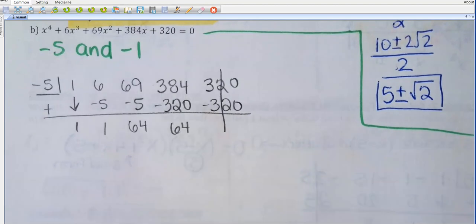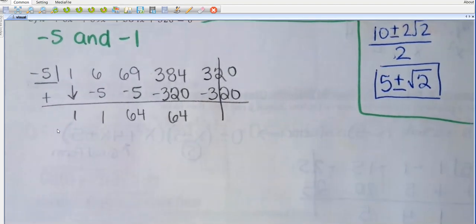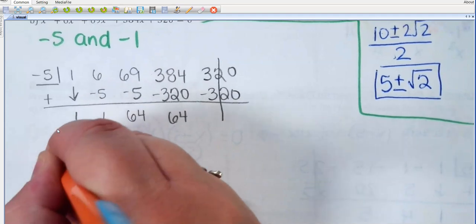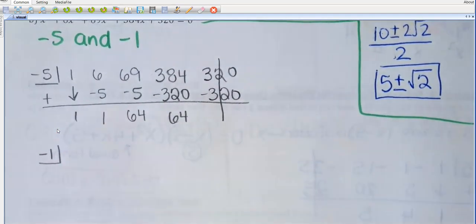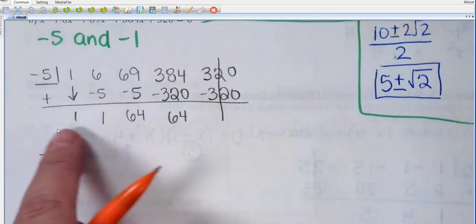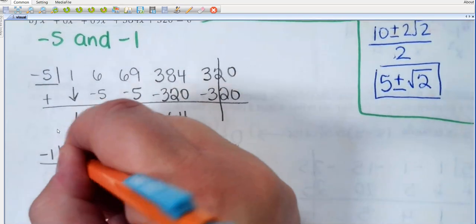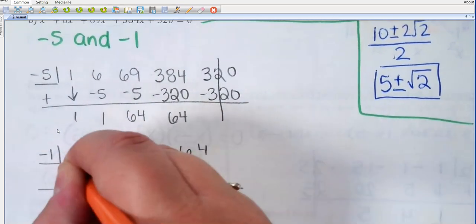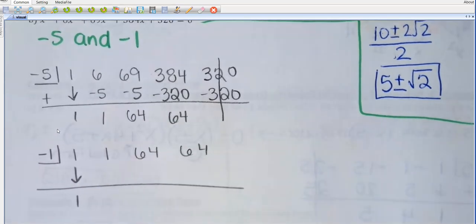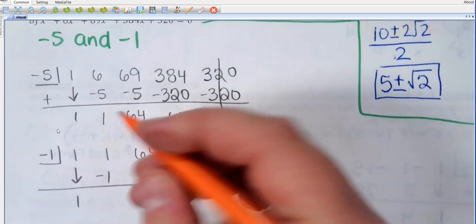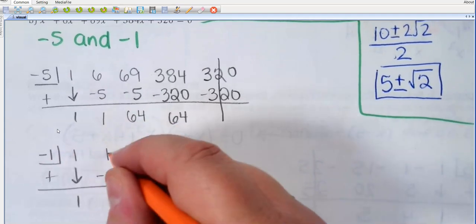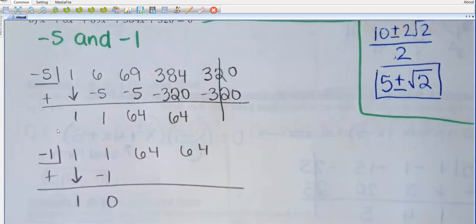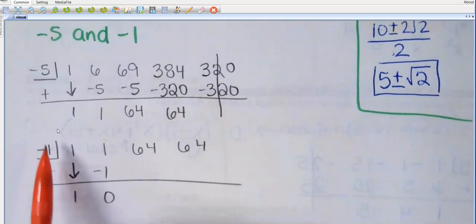If I got 2 zeros from the graph, you're just going to double divide. So don't write down your constant x squared. Take the next zero, which was -1. You've already broken it down once, and we're going to break it down again. So I'm going to use the result that I just got, 1, 1, 64, 64. You bring down that very first term, so this is a 1. -1 times 1 is -1. And this makes me happy because -1 and 1 is 0, so I know one of those terms is going to be 0.